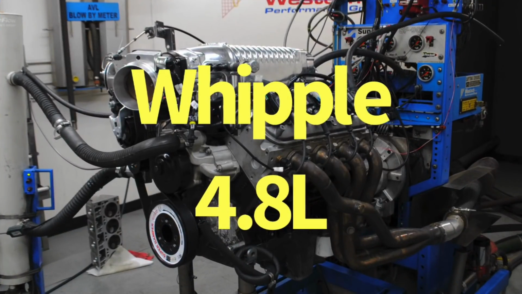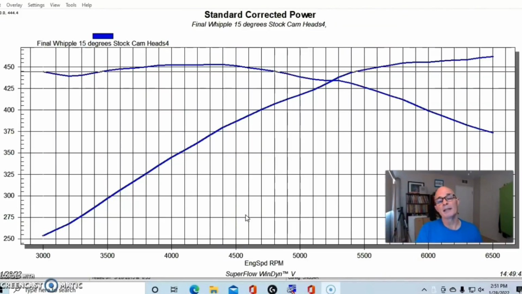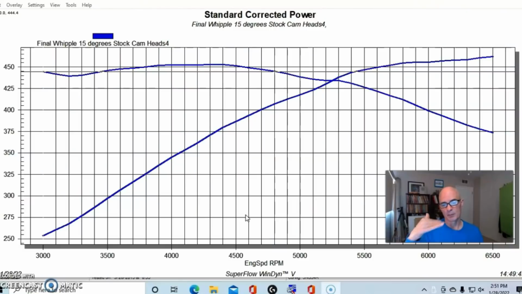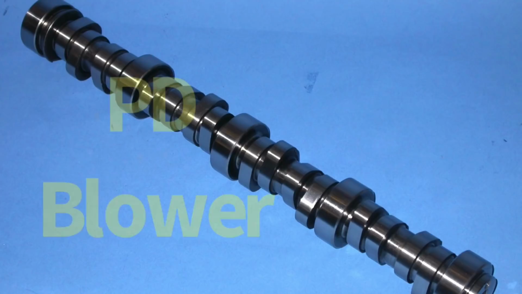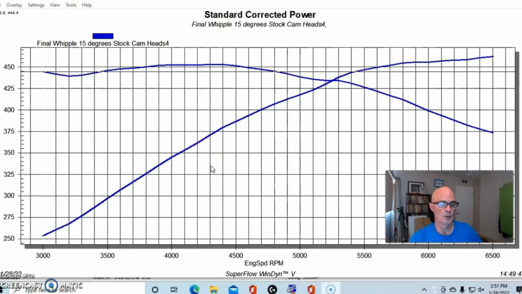The next illustration of the effect of timing was actually run on a Whipple supercharged 4.8 liter. The 4.8 liter, at least the short block, was the same as the one that we had run before. It had the small dome forged JE pistons in it. And in fact, it had the same camshaft in it. It had the LJMS blower cam in it, and I can go ahead and put the specs up here again for you guys. You guys can take a look at that.